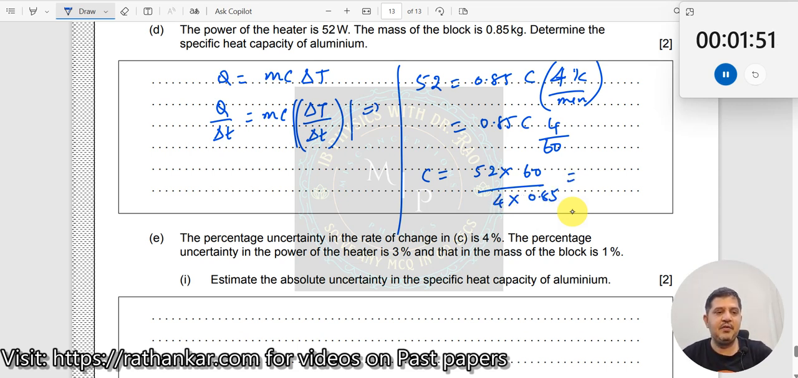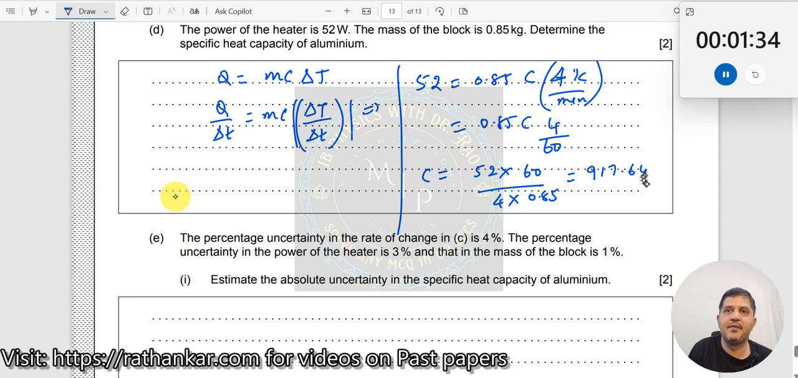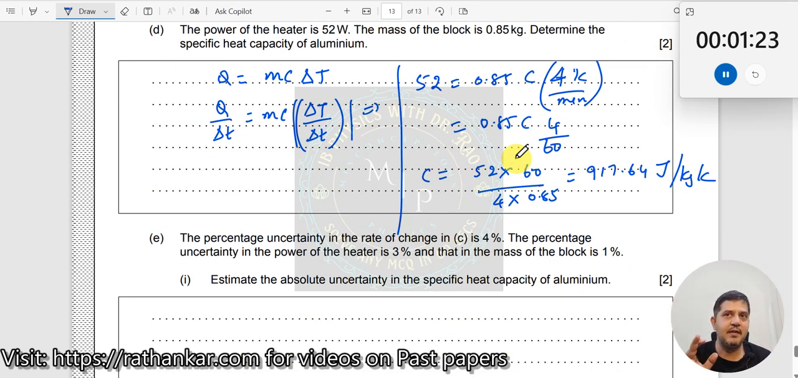Okay. Now let me use my calculator. So this should be 52 times 60 divided by 4 is equal to so much, divided by 0.85 is equal to 917.64. What is this now? Joules per kg Kelvin is what we get here. But now you see here, this is two significant figures. This is a data analysis question. So properly write the answer with two significant figures. So therefore, this should be 917. I can write this as 920 joules per kg Kelvin. So I get the answer.